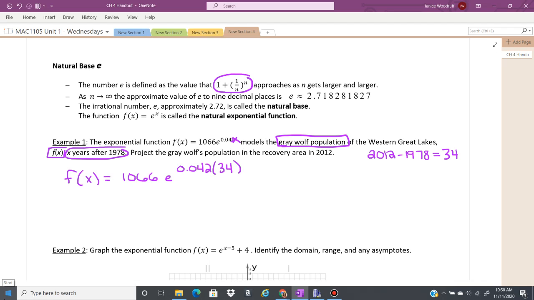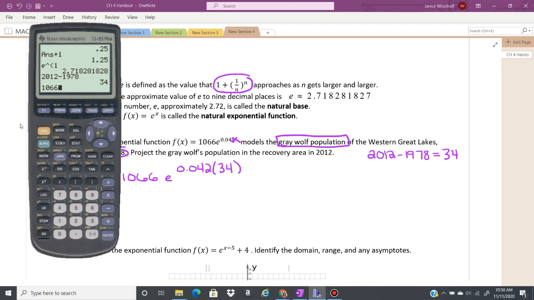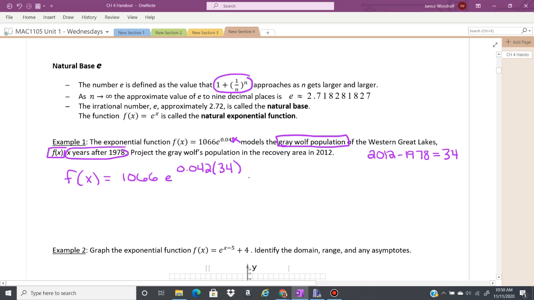All right, so with the e function, the good thing about the calculator here is you can put this in the calculator just as is. So this would be put in like this, 1066, second e, and then in parentheses, 0.042 times 34, close the parentheses. So there you get 4,445.6. So cannot have 0.6 of a person. So actually here I'm going to, well, it's just a projection, we'll round up. Okay, so 4,446. It's not a person, a wolf, but still the same rule applies. You're not going to have a decimal of an actual animal.